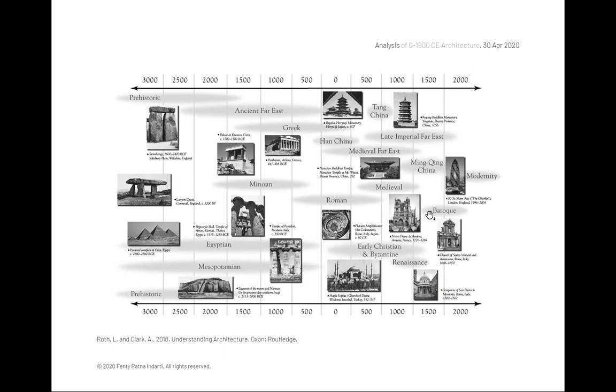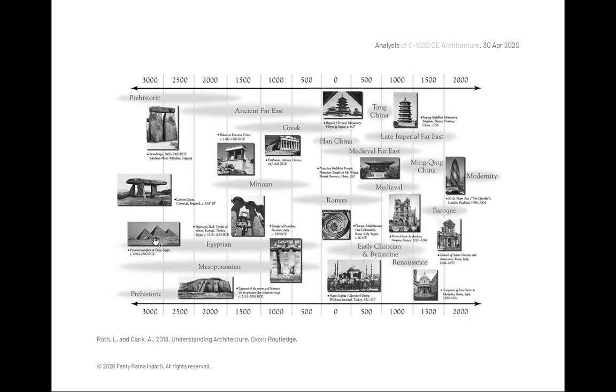I took this diagram from a book by Roth L. and Clark A. The title is Understanding Architecture. They try to summarize the historical events of architecture development throughout the world. It started from 3000 BCE, before Common Era, where the prehistoric used this kind of stone, this is Stonehenge in Bath, United Kingdom, and the pyramid.